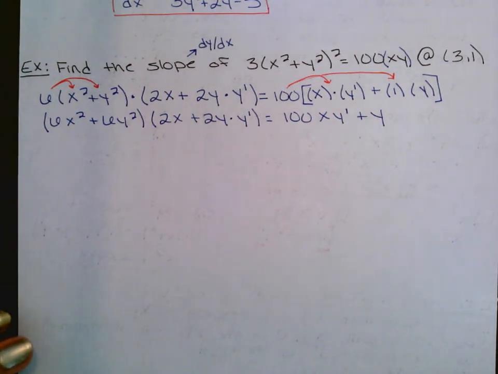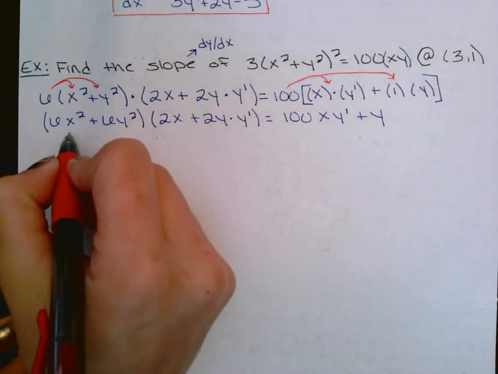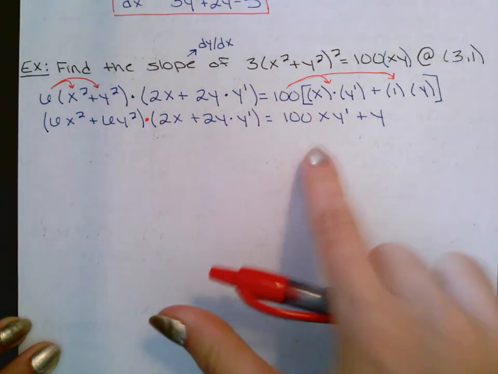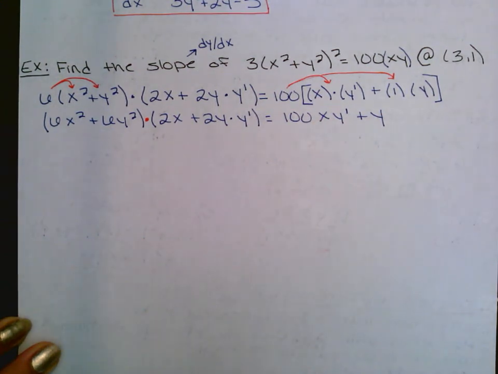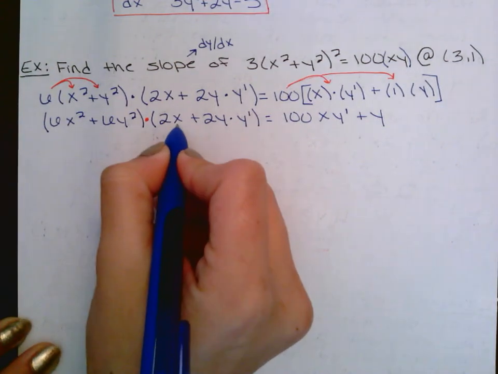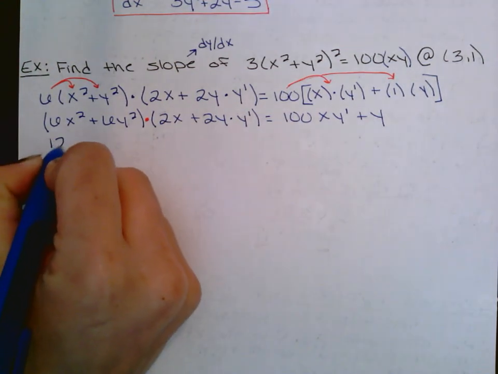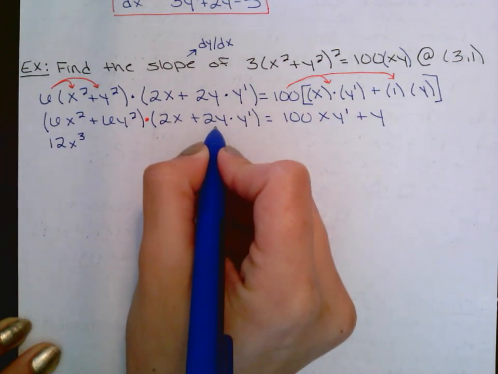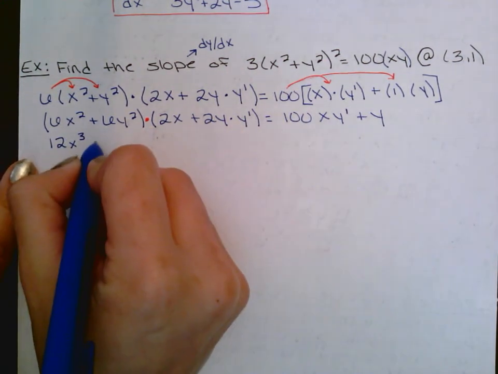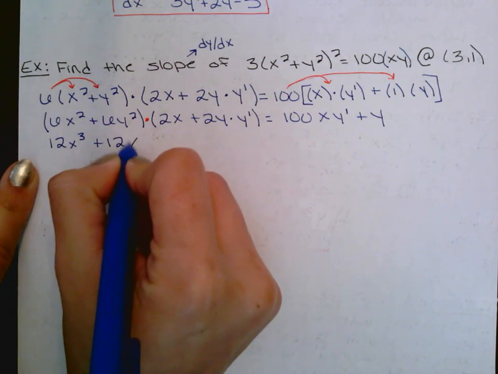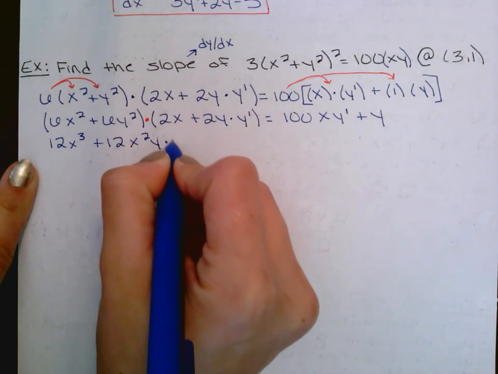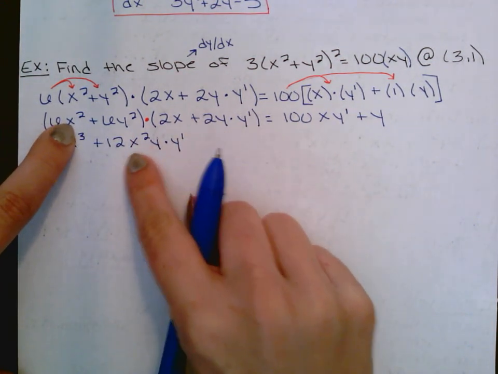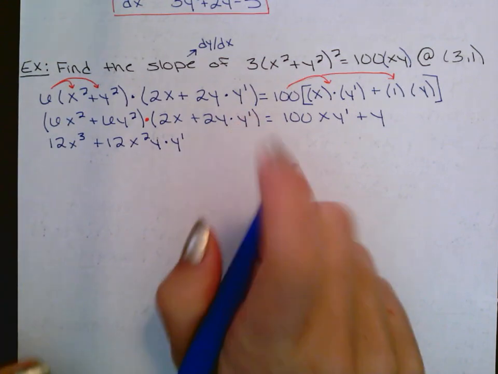So now on this left side, I still have to FOIL, okay? So these two have to get multiplied. That's the next step I'm going to take. I'm just going to rewrite this right side. So I'm going to say 6x squared times 2x. I get 12x cubed. 6x squared times here, all I can multiply really are the coefficients. So plus 12x squared y times y prime. So I did the 6 and the 2, which got me the 12, the x squared, the y, and then the y prime.